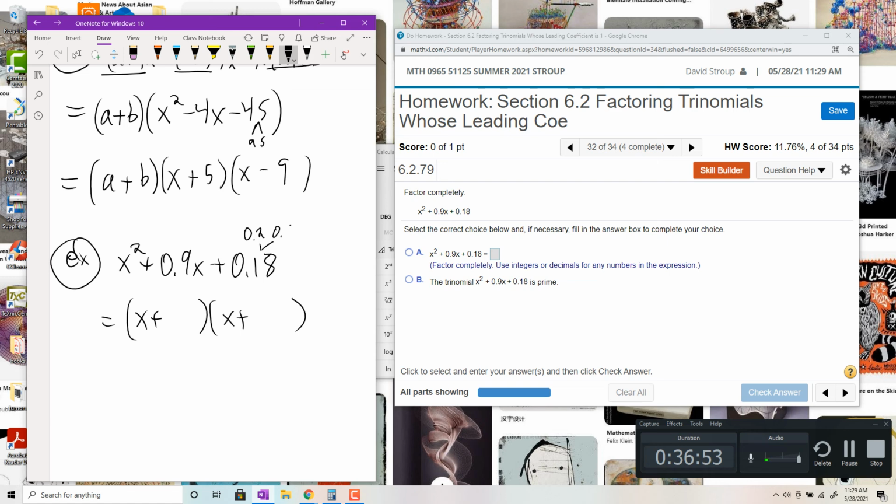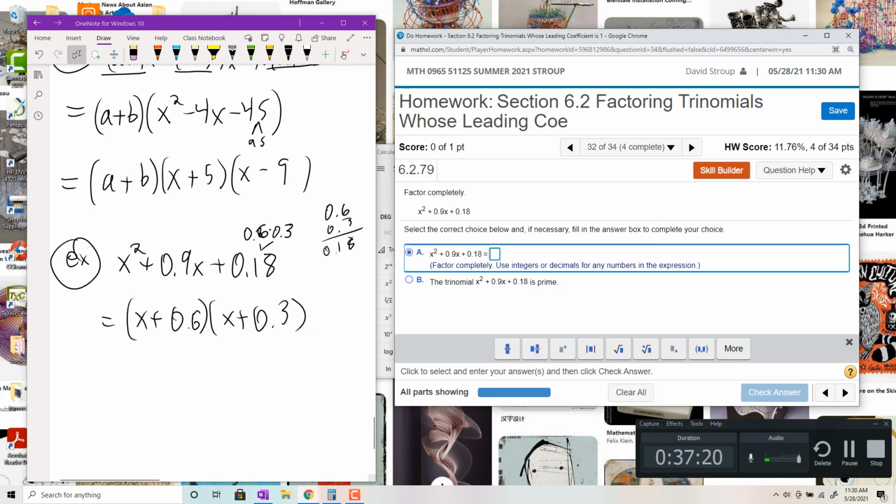No, that ain't gonna work. Was it 0.6 and 0.3? I think that'll work. And of course you go 0.6 times 0.3, and that'll be 18. One, two decimals, 0. Yeah, that works. Okay, so 0.6 and 0.3, and of course multiply them out. We'll end up with 0.6x plus 0.3x for your outer and inner, and that'll add to the 0.9x.